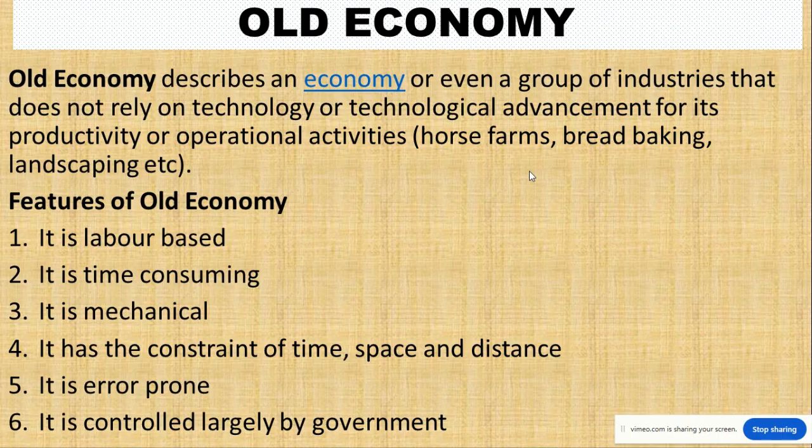It is mechanical because you cannot give out what you don't have. So it is what we have, the skill you have, you give out for the production. It has the constraints of time, of course, space, problems of distance, problems of time, and also it is error prone. Of course, when you do things manually, you make a lot of mistakes. But when you use a computer, the mistakes will be minimized. It is controlled largely by government, of course, and these are the features of the old economy.